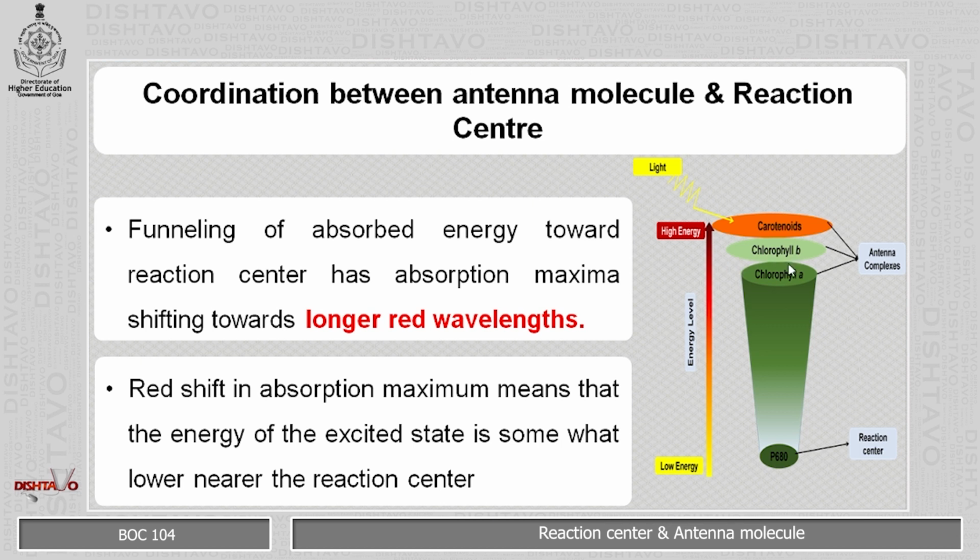So we see that the absorption maxima is shifting towards the red wavelength. Red shift in absorption maximum means that the energy of the excited state is somewhat lower near the reaction center. We know that shorter the wavelength, greater is the energy. So longer the wavelength, lesser the energy. So there is more energy at this point, and by the time the energy is being transferred to the reaction center it will be lower energy.